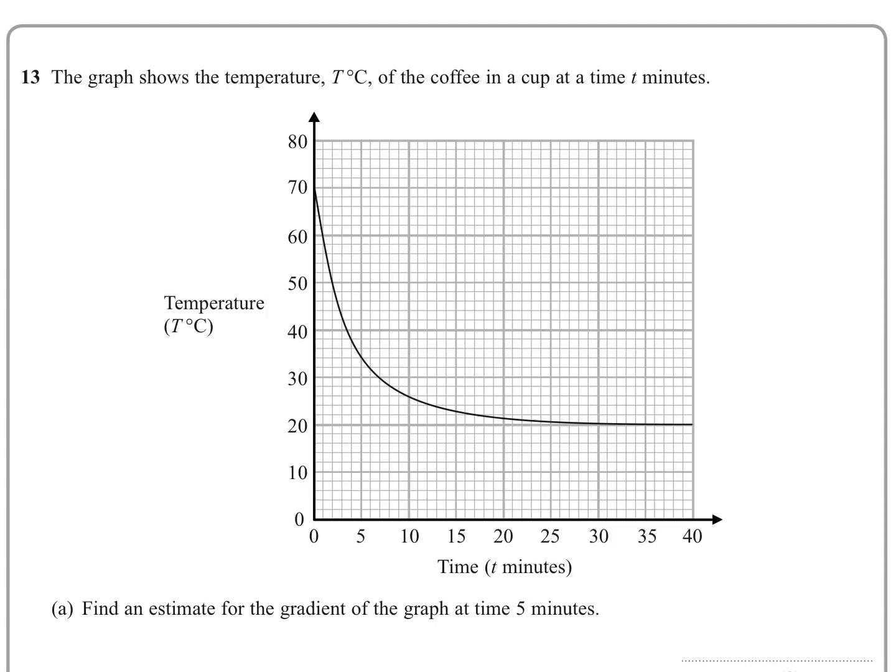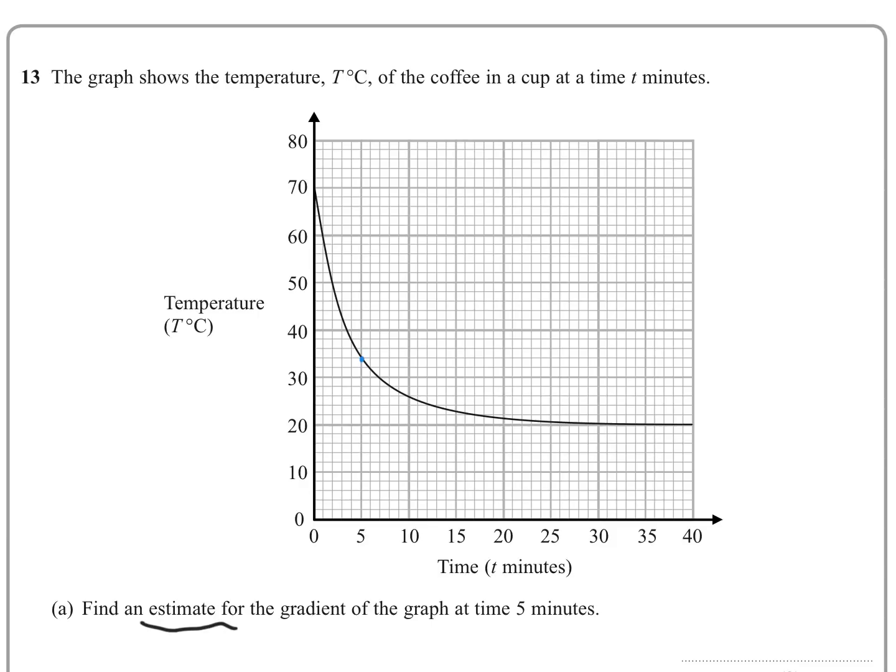Question 13. The graph shows the temperature, T degrees centigrade, of the coffee in a cup at time t minutes. We've got to find an estimate for the gradient of the graph at time 5 minutes. So if you look here at 5 minutes, we have to draw a tangent, so it can only touch the curve once at that particular point.